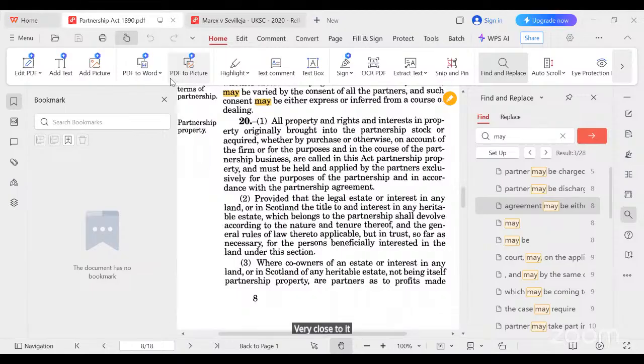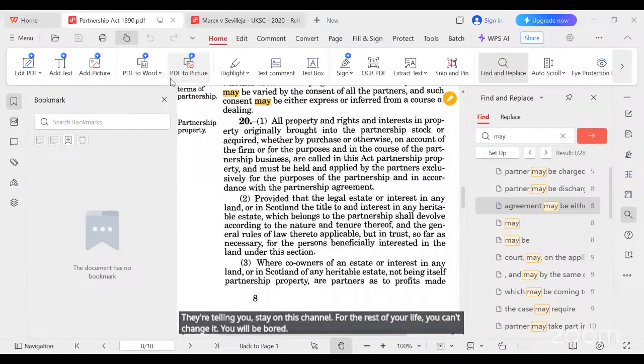You see, a default setting is a one size fits all. In businesses, in relationships, one size cannot fit everybody, because we have different sizes. The circumstances are different. Imagine they are telling you, stay on this channel for the rest of your life. You can't change it. You will be bored and run away.